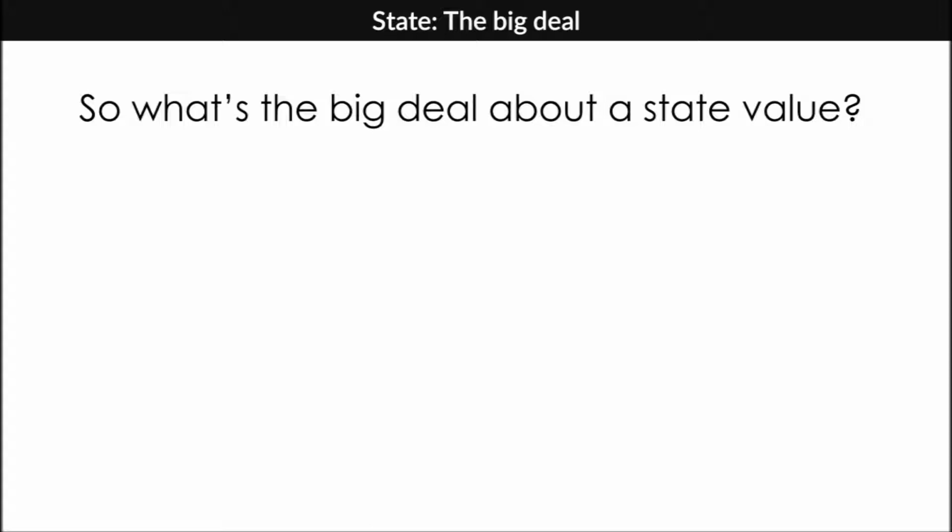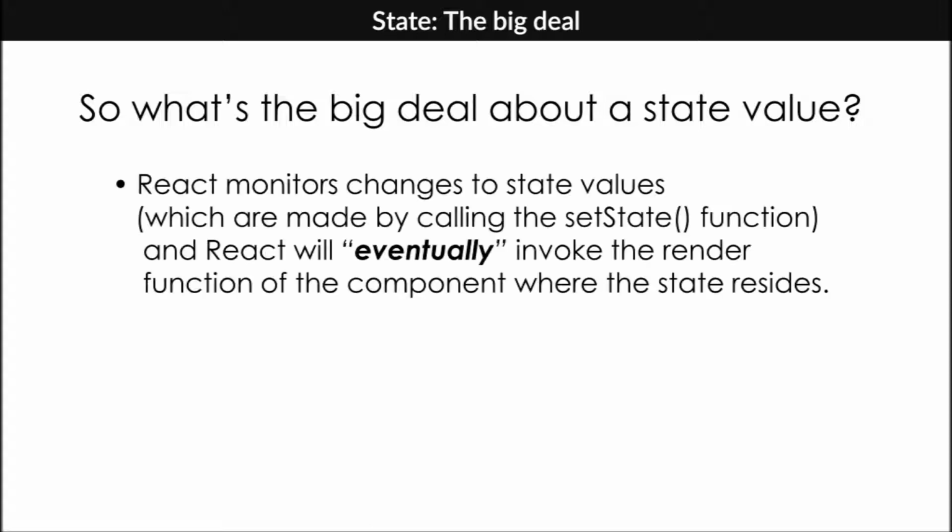So what's the big deal about these state values? They're just variables. Here's the big deal, folks. React infrastructure monitors these state values for changes that are made by calling the setState function, and React will eventually invoke the render method function of the component where the state resides. What's that eventually bit all about?